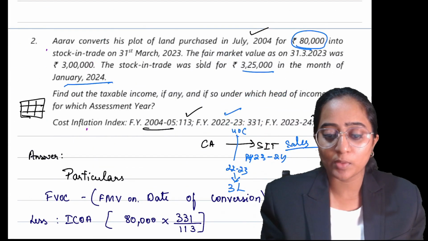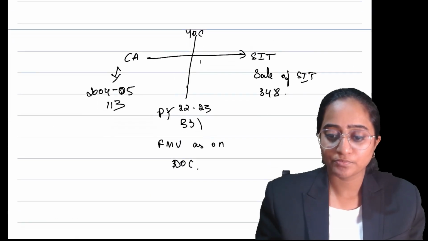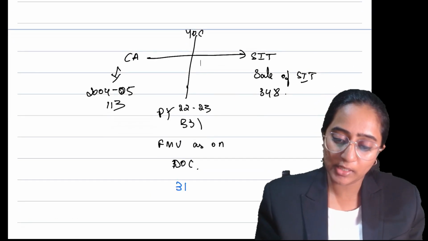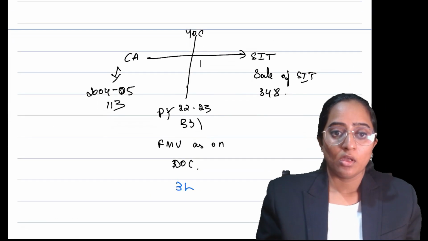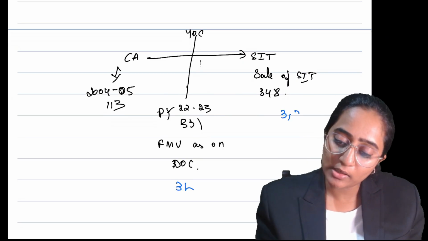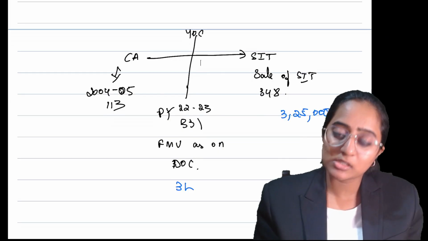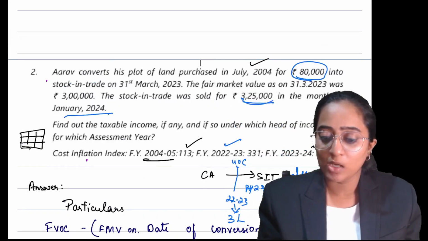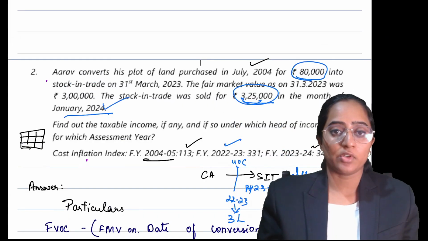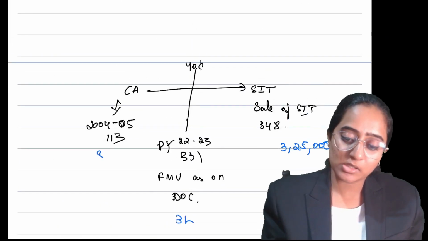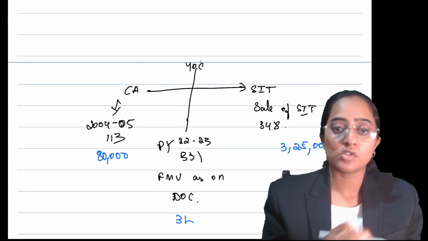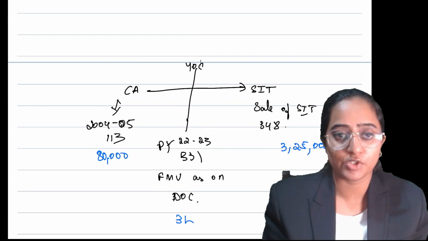So now tell me, what is the fair market value on the date of conversion here? It is going to be 3 lakh, right? Now, at what price are you selling over here? 3,25,000. That is, the stock in trade was sold at 3,25,000 in January. At what price was it purchased? It was purchased at the original cost of 80,000, for which you will get indexation.